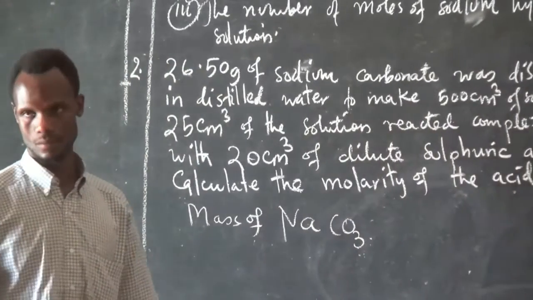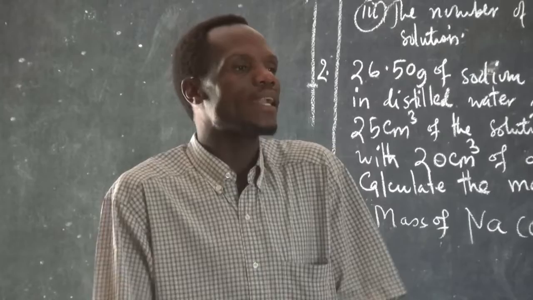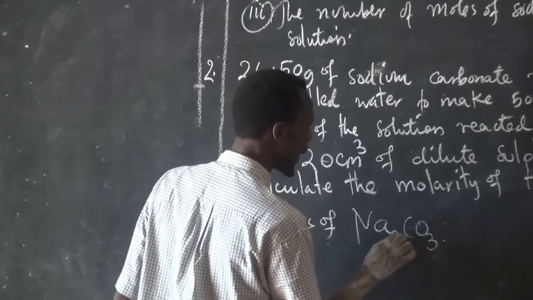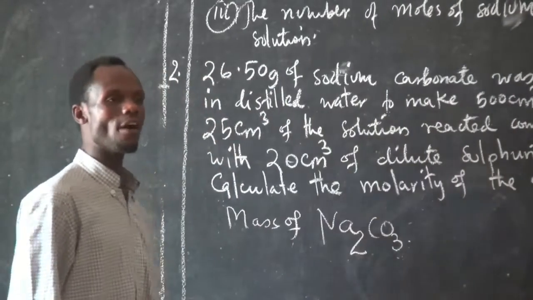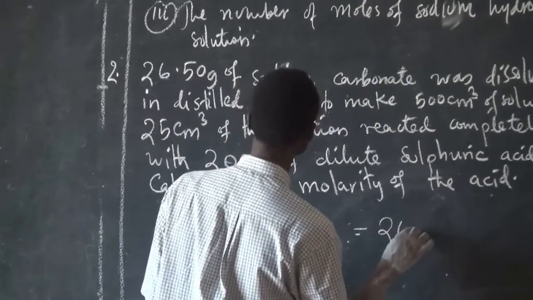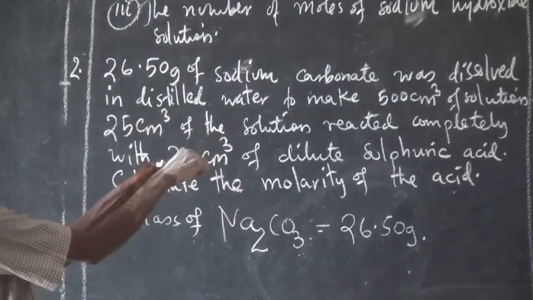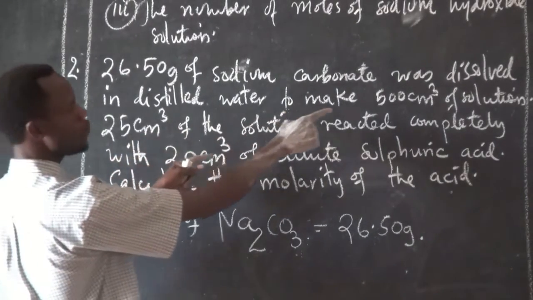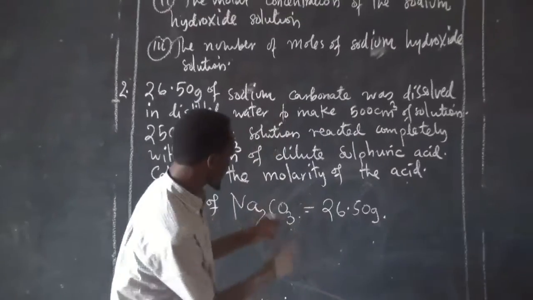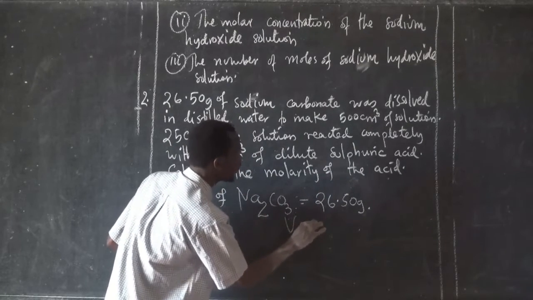Remember something very important. Sodium is a monovalent element. Carbonate is a divalent radical. Now, writing the chemical formula, we write Na2CO3 by interchanging the valences. The mass of sodium carbonate is given as 26.50 grams, which was dissolved in distilled water to make 500 cubic centimeters of solution. This mass was dissolved into a volume of 500 cc.